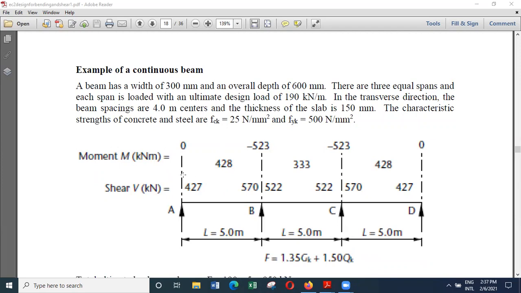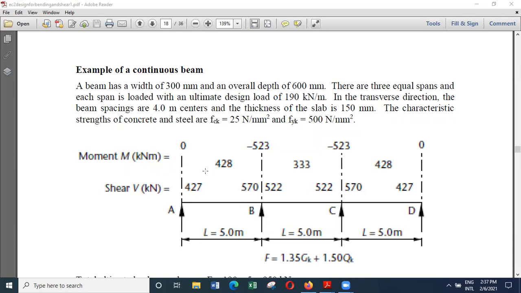The sagging bending moment here is 428. The hogging bending moment is 523. Then it goes down to 333 here and so on. When it comes to the shear force, it is 427 here, 570 here, and on this side 522, 570 and 427. So basically a single load case, just to make it clear.